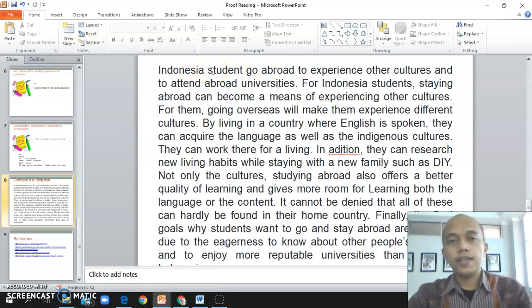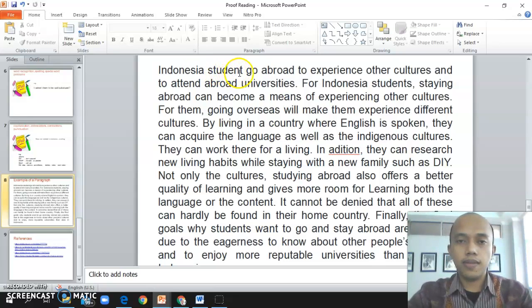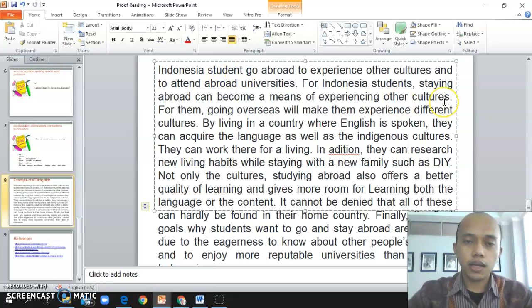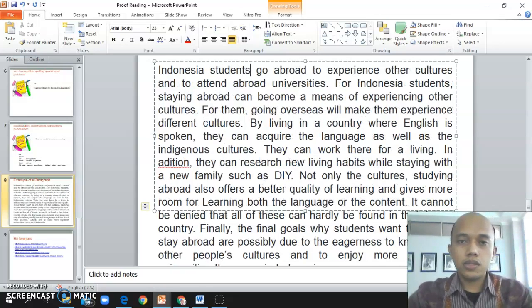Since the student represent Indonesia, I think we should correct this writing into plural noun. Yeah, "Indonesia students go abroad to experience other cultures and to attend abroad universities." Then now it makes sense, right? And for Indonesia students, staying abroad can become a means of experiencing other cultures. For them, going overseas will make them experience different cultures.